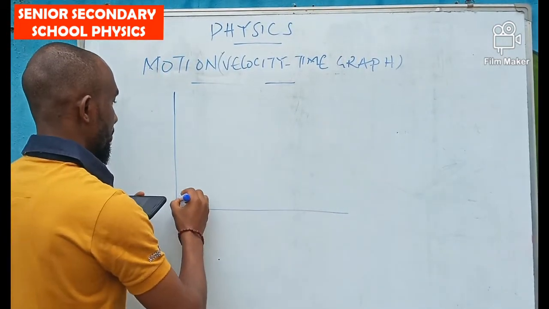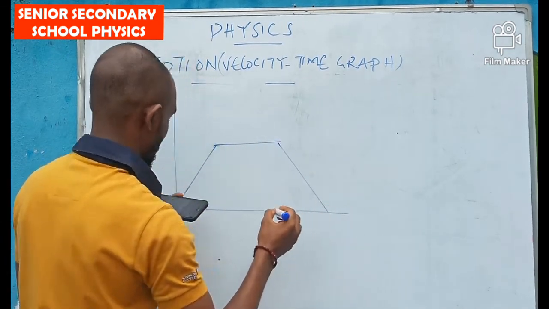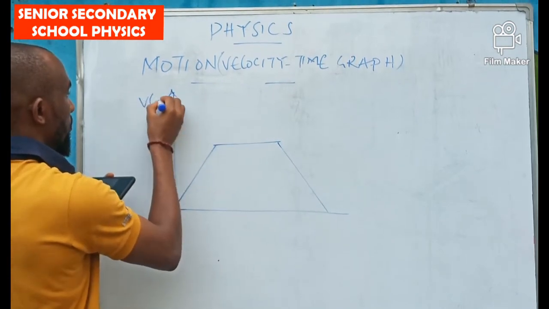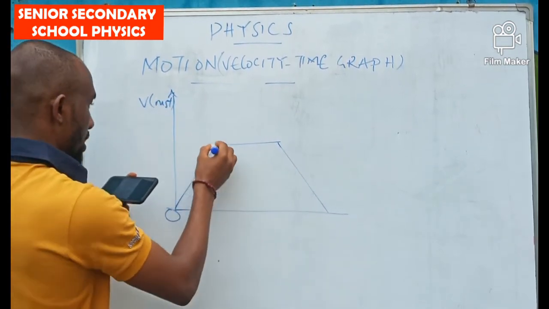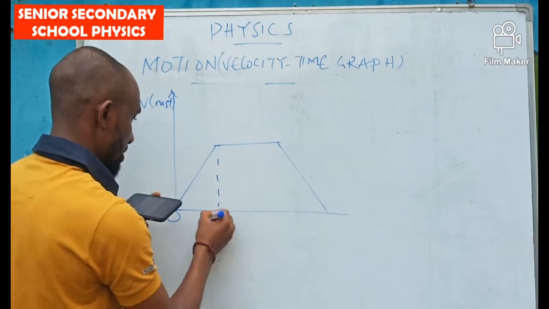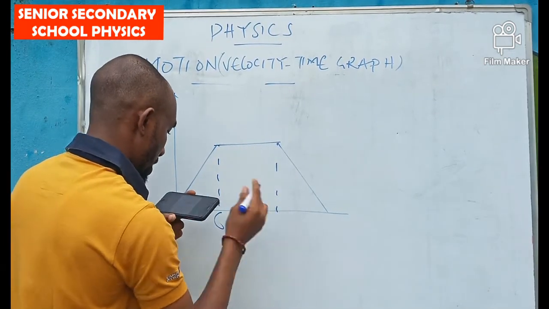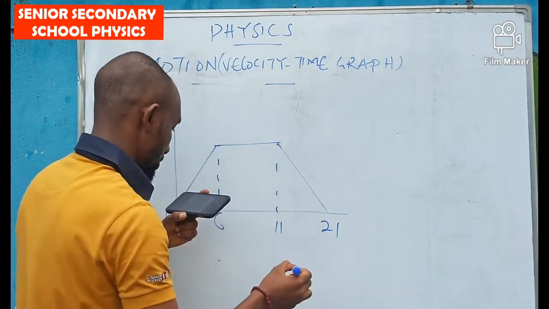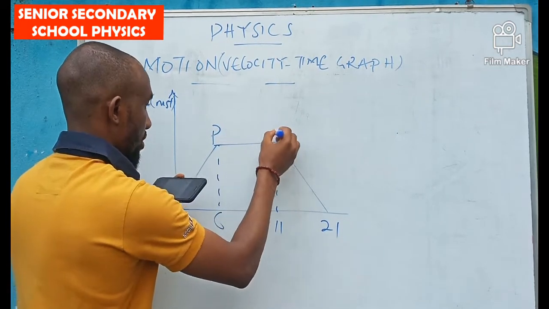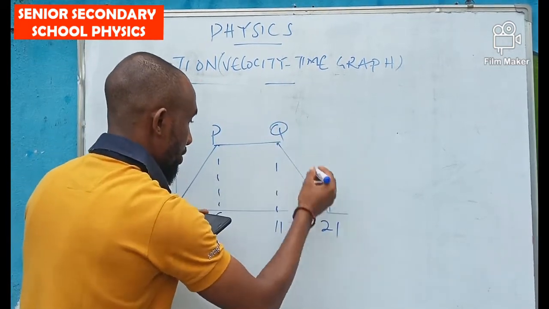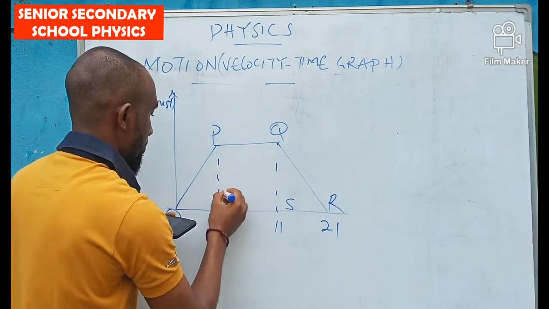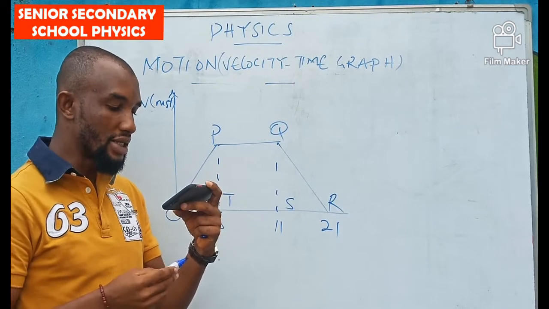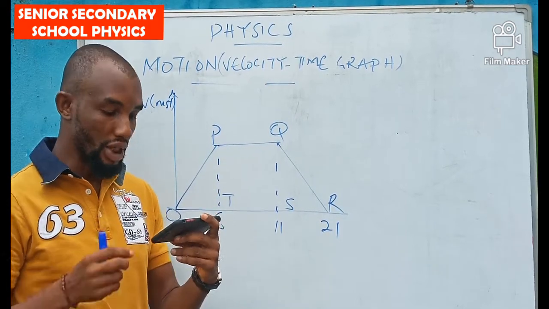A graph is given. At this point we have 6, at this point we have 11, at this point we have 21. The points are P, Q, R, X, T. Now this is what we have. Let's take the question. The diagram above represents the velocity time graph of a body in motion.